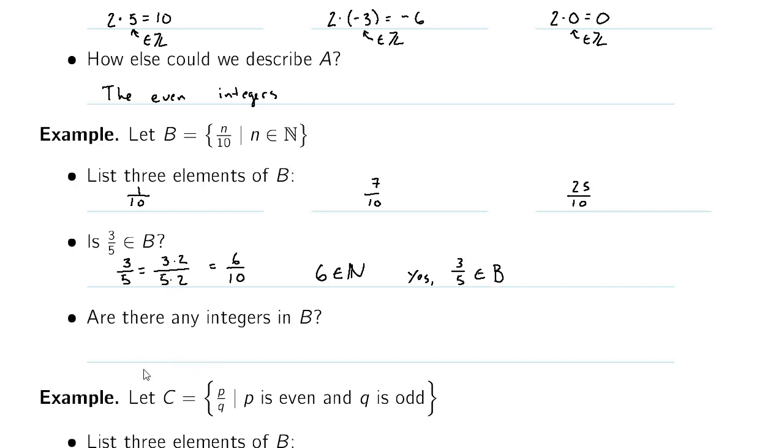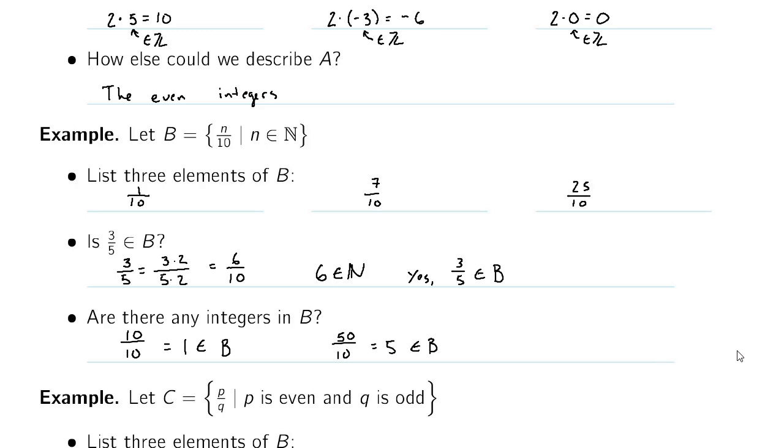Similarly, there are a bunch of integers in B. For example, we can take 10 over 10 equals 1 is in B. Or 50 over 10 equals 5 is in B. In fact, a little bit of messing around will show us that actually all of the natural numbers are in B. Right? Just take 10 times whatever number you want to get over 10 gives you that number.